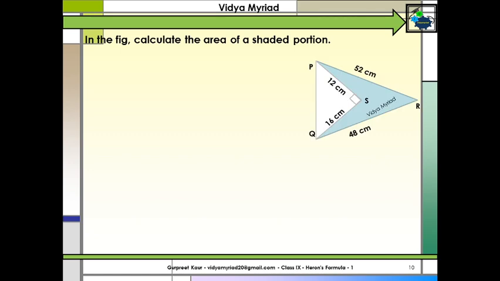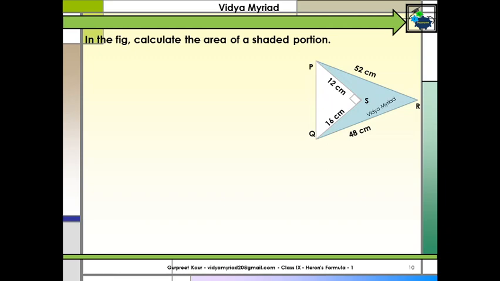Next question. Look at the figure. In this figure, there are two triangles. One is a right angle triangle and one is a normal triangle. And I have to find the area of the shaded portion, that is the blue part. Now if you look here, you don't have PQ. If I want to use Heron's formula, I need to find PQ.